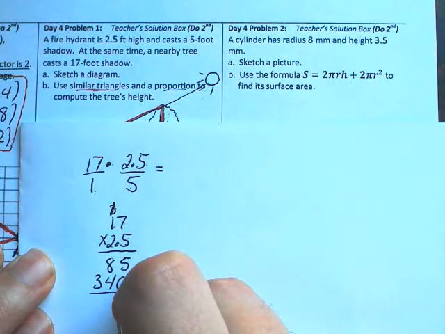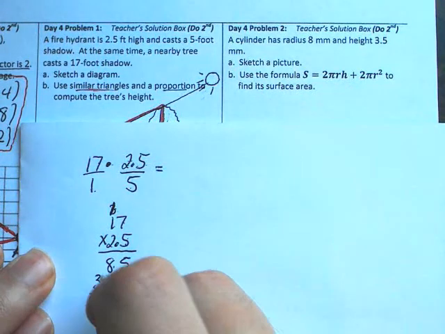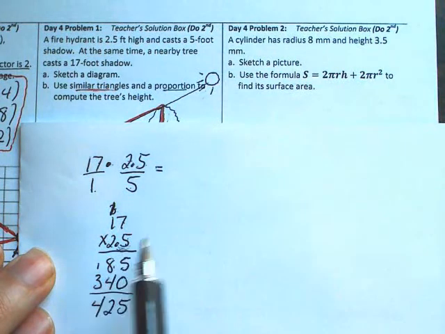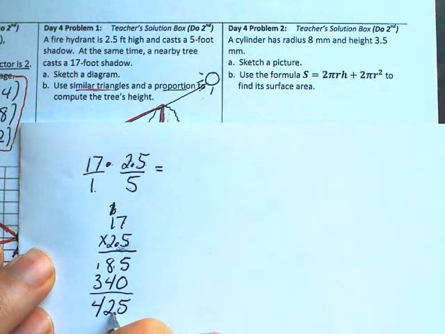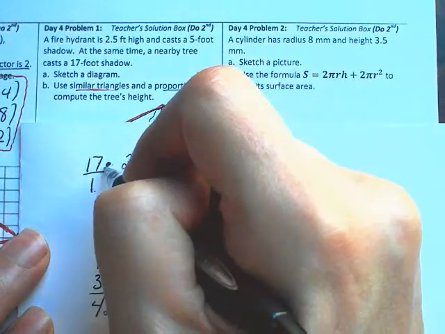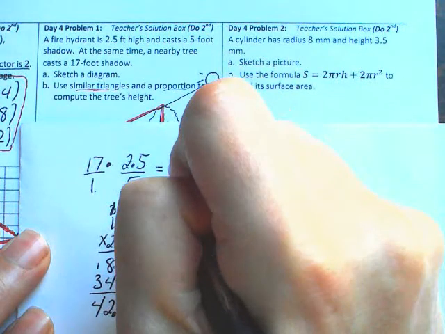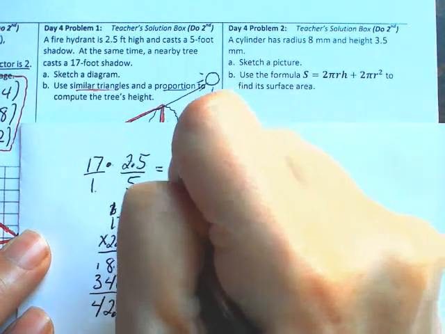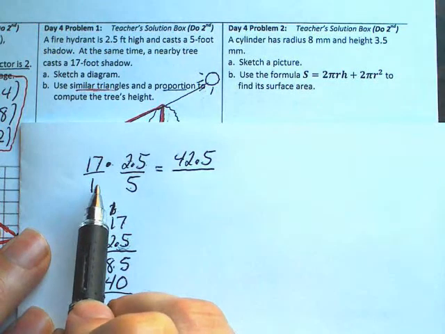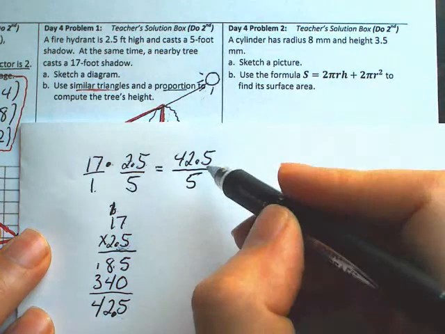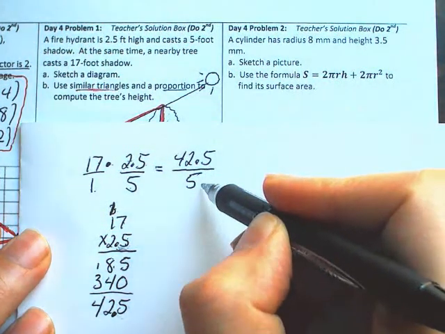Add together these rows. 5 and 0 is 5. 8 and 4 is 12. Carry the 1, and that is 4. The problem has one number to the right of the decimal, and so if we put the decimal point here, there will be one number to the right of the decimal in the answer. That is 42.5. So when multiplying these together, 17 times 2.5 makes 42.5. In the denominator, multiplying together 1 times 5, that is 5. And so we have 42.5 over 5.